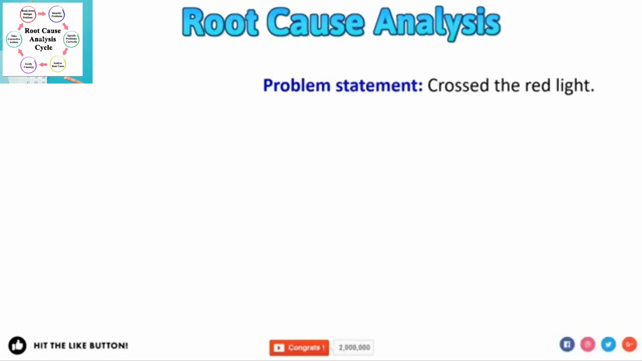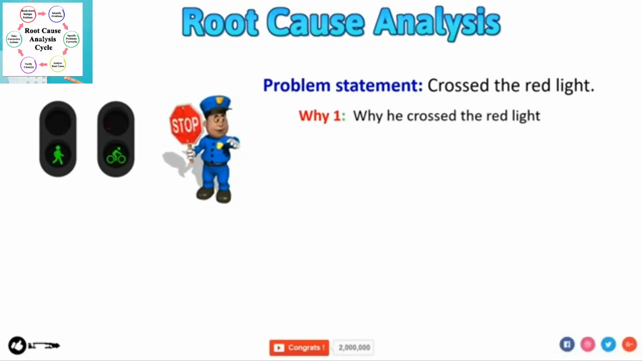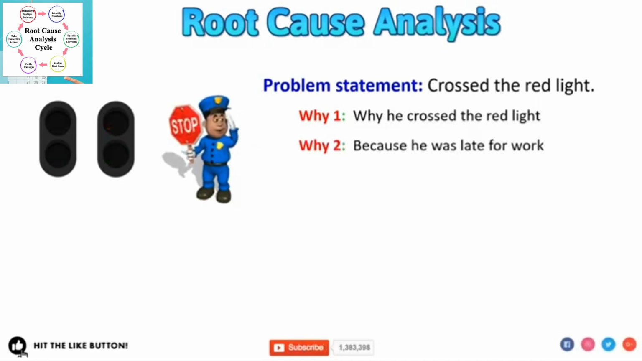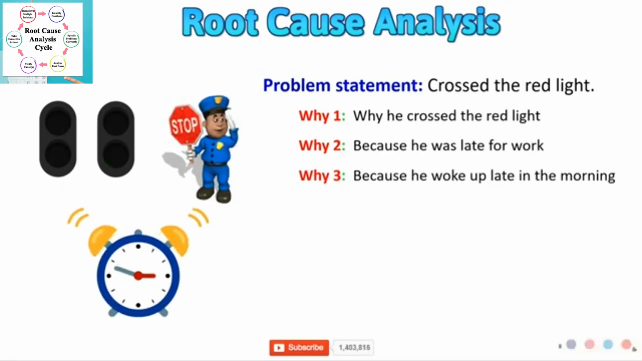So let us take another example here. My problem statement says that he crossed the red light. So we'll use this 5 Why technique to arrive at the root cause of the problem. The first question that we're going to ask here is, why did he cross the red light? Because he was late for work. Okay, why was he late for work? Because he woke up late in the morning. Okay, why did he wake up late in the morning?